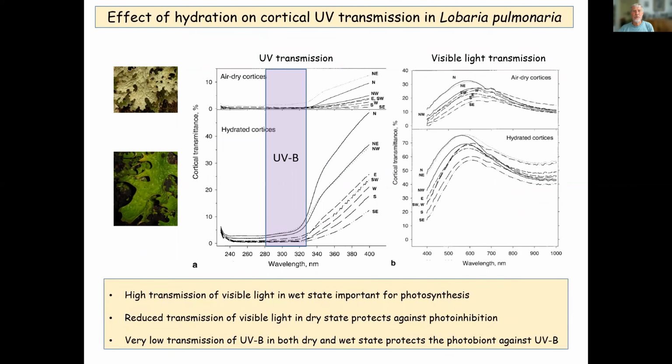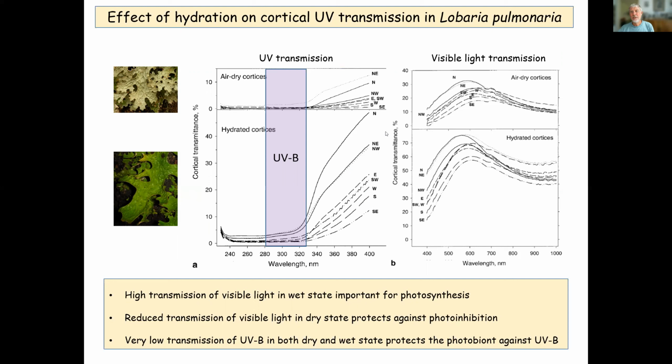Hydration may be quite important for cortical transmission of light. The reason for this is probably that in a dry thallus, there is much more reflectance between hyphae in the upper cortex, whereas when the upper cortex is filled with water, reflections are reduced and transmission of light is increased.